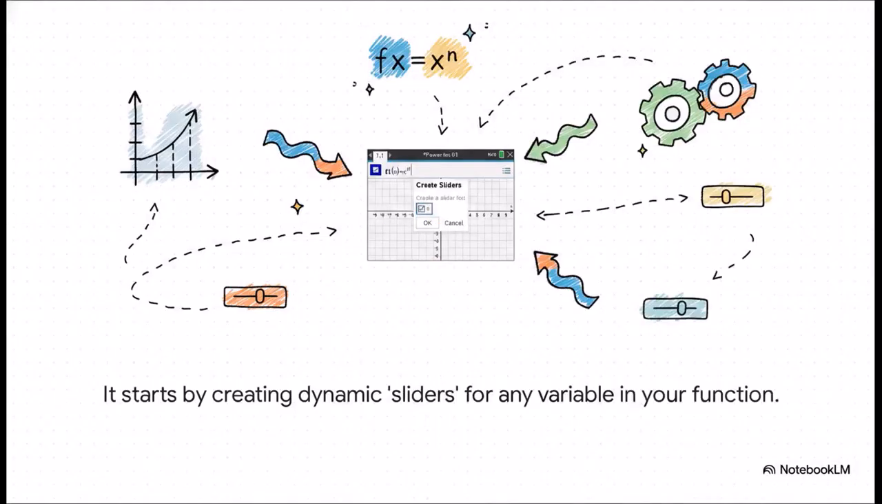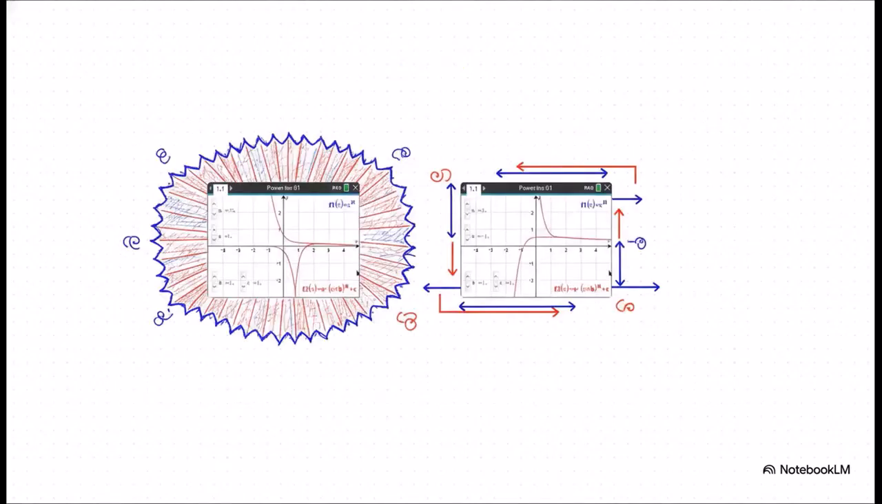The magic trick here is a feature called sliders. It's so simple. When you type in a function with a letter you haven't defined yet, like the n in x to the n, the calculator just asks, hey, you want to create a slider for that? You say yes, and suddenly that static letter becomes a dynamic dial that you can physically control. And boom, here's the payoff. Just look at this. As you move the sliders for n, a, b, and c, you see the graph literally morph and transform right in front of your eyes.